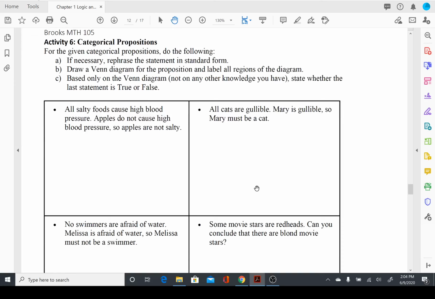The majority of Activity 6 you're going to do in groups. I, however, will do the first one as an example for your groups. So come to class with this one all the way filled out. The instructions are, rephrase the statement in standard form, which is the form premise, premise, conclusion.